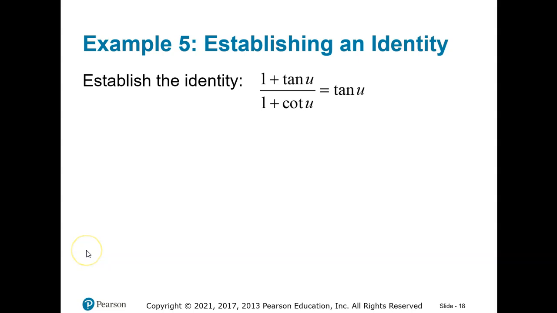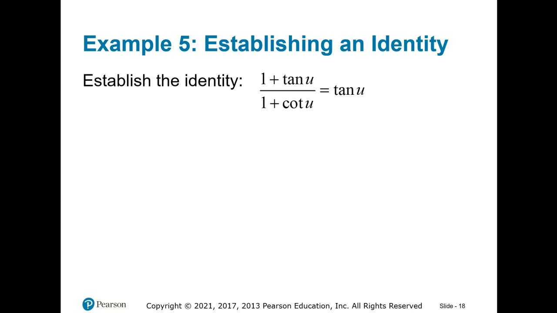All right, there are a couple of ways you could go about this one. I've got 1 plus tangent over 1 plus cotangent, and I'm trying to show that's just tangent. So I could change everything in terms of sine and cosine. That's always a way to go. But I could also use the fact that tangent and cotangent are reciprocals. And on the right-hand side, I'm left with tangent.